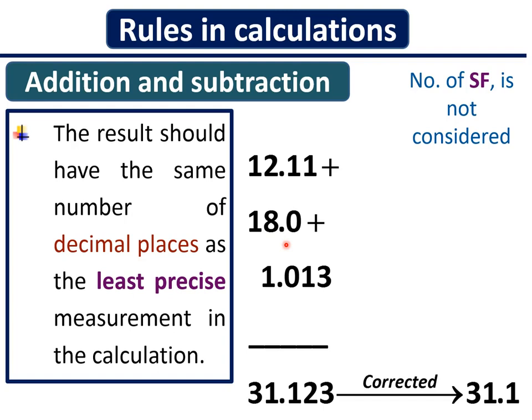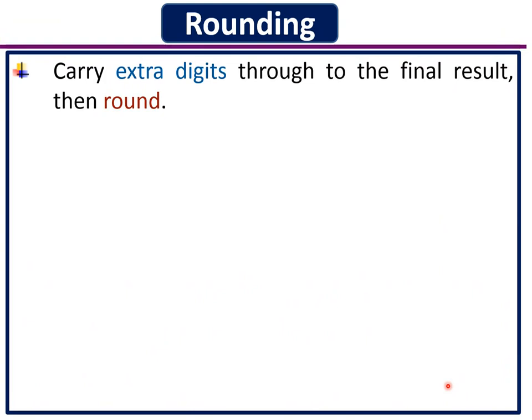And the result should contain only one decimal place, so I have to correct or round to the nearest decimal place. Okay, so now you are familiar with the rules for multiplication and division and the rule of addition and subtraction. Rounding, as I said, if you want to carry extra digits through the measurements to the final result.